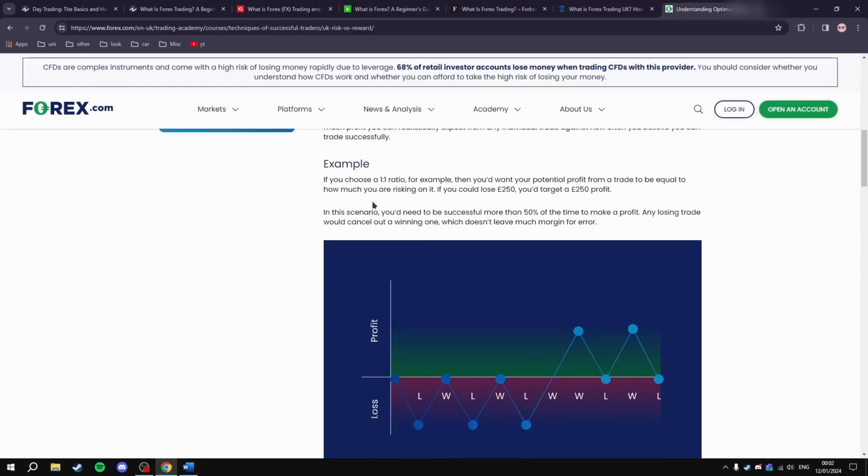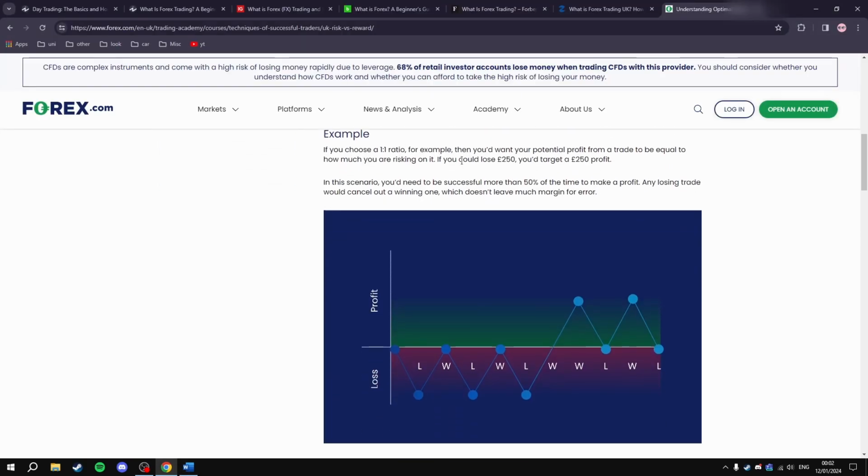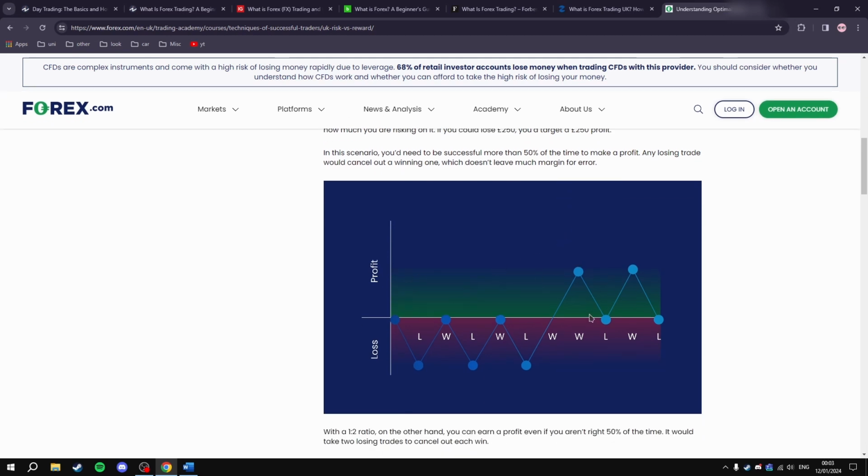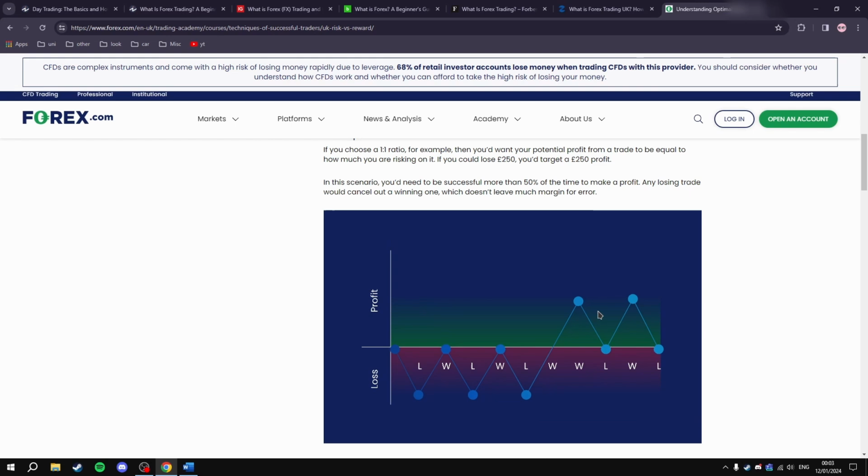For example, if you choose a 1-to-1 ratio, then you'll want your potential profit from a trade to be equal to how much you're risking on it. If you could lose £250, you would target £250 profit. In this scenario, you need to be successful more than 50% of the time to make a profit. Any losing trade will cancel out a winning one, which doesn't leave much margin for error.